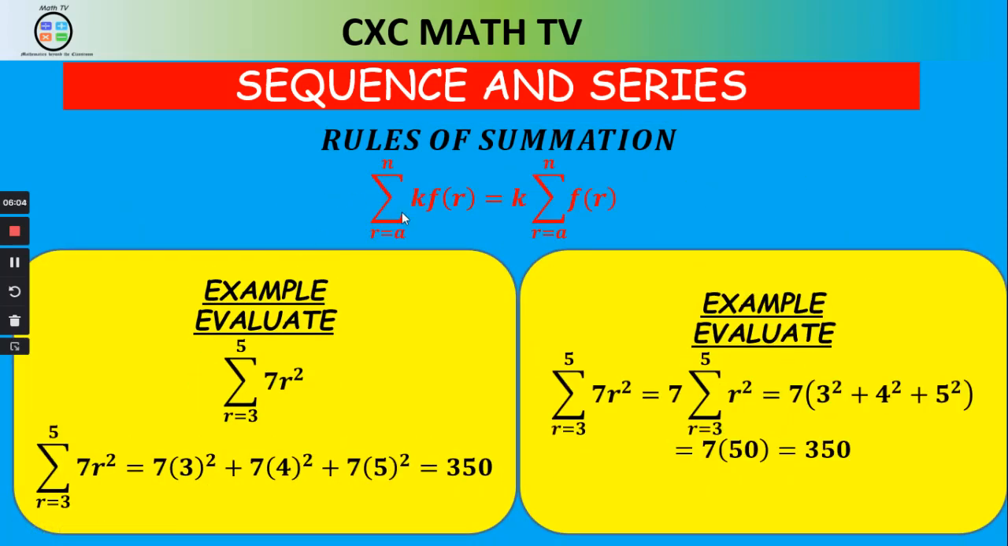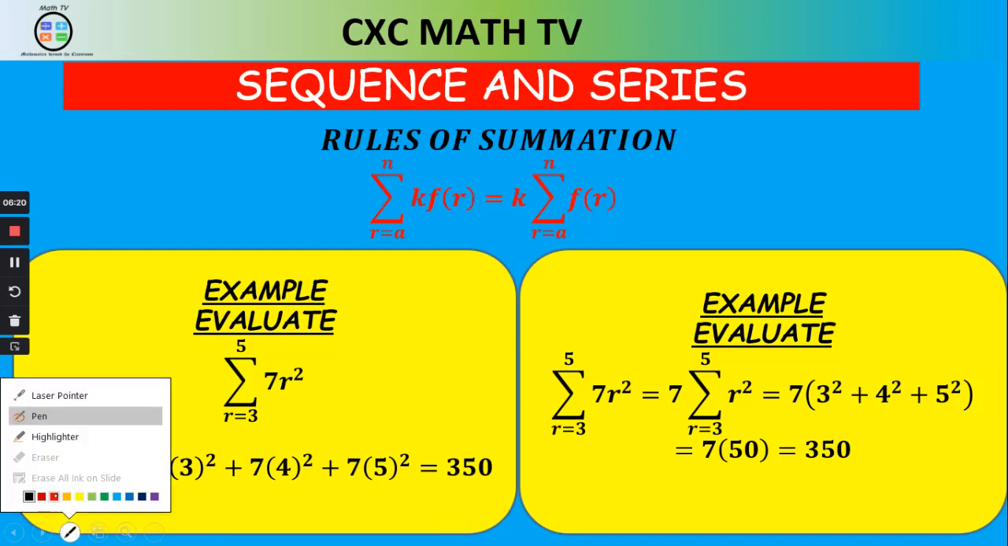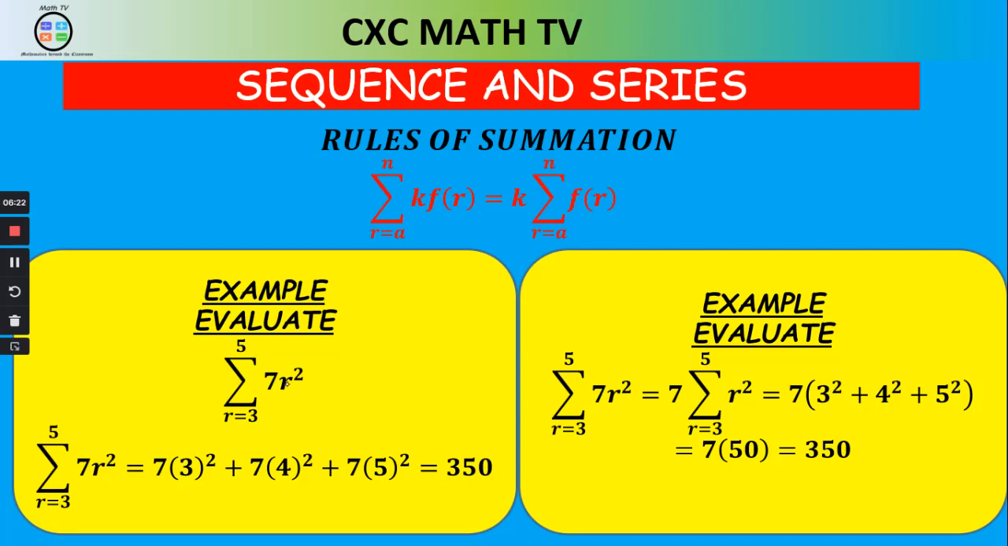The next rule we must know is that the sum from any number to n of k times a function of r, you can factor out k, work out the sum from a to n of the function of r, then multiply it by k. To make it make sense, we use an example. Here, 3 to 5 of 7r squared. If you plug in 3, you get this. Plug in 4, you get this. Plug in 5, you get this. Now, when you work all of these out and then you add them, you get 350.